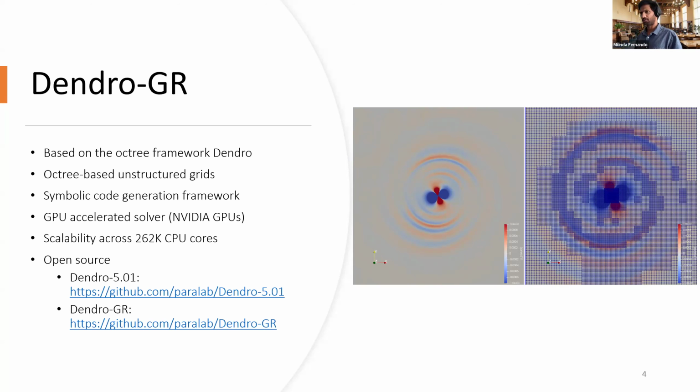That's what I refer to as scalability here. And all our codes are openly available. You can find the Dendro library, which does all this octree generation, and it has been used for other computational simulations as well. And you can download the tailored version, Dendro-GR, which does these numerical relativity simulations.